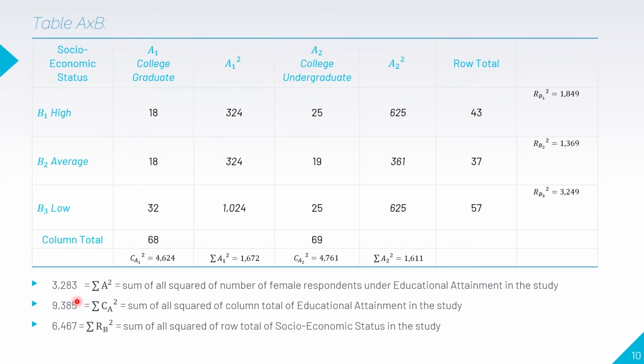Next, we have our row. Same as our column, we just need to square this one. 43 squared is equal to 1,849. 37 squared, we have 1,369. And 57 squared, we have 3,249. So add this all, and we have a total of 6,467 as our summation of B squared.